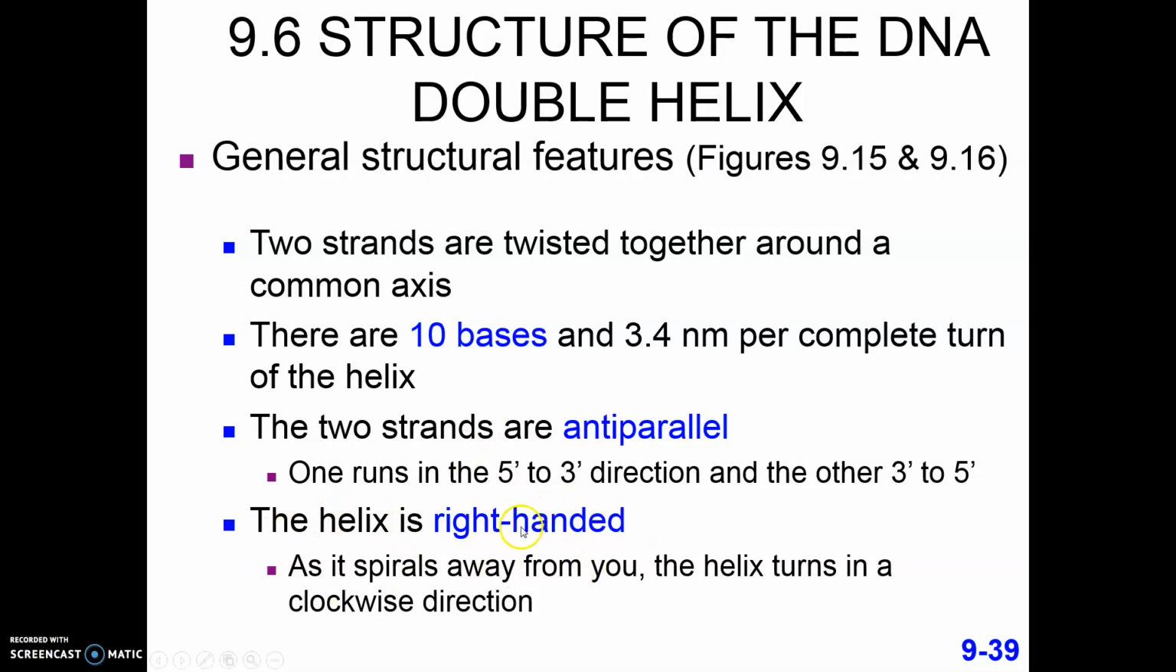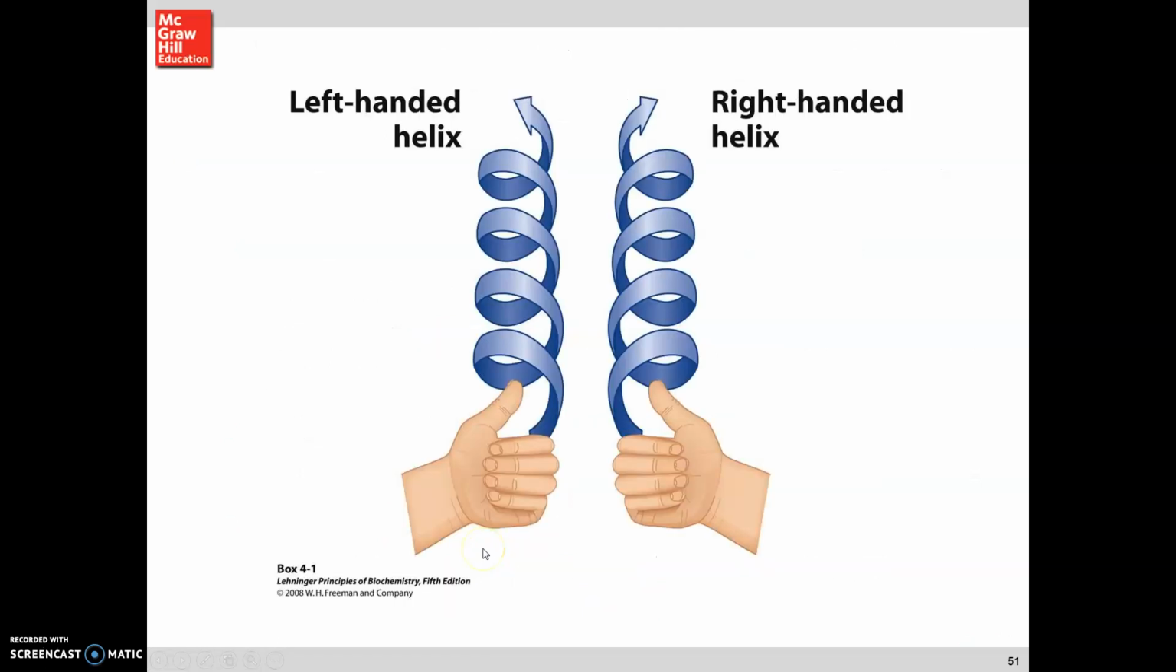What we mean by a right-handed helix is that as a helix is spiraling away from you, the helix turns in a clockwise direction. Now you might ask, what does this have to do with right-handed versus left-handed? Well, this is better illustrated by this picture. If you take a look at this helix, it is progressing with rotation that is clockwise as it moves away from you. This one is moving counterclockwise as it moves away from you.